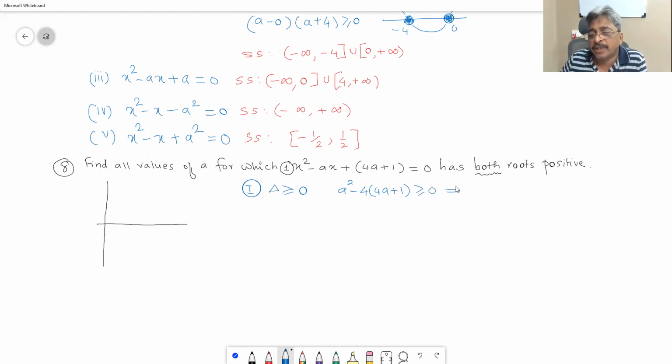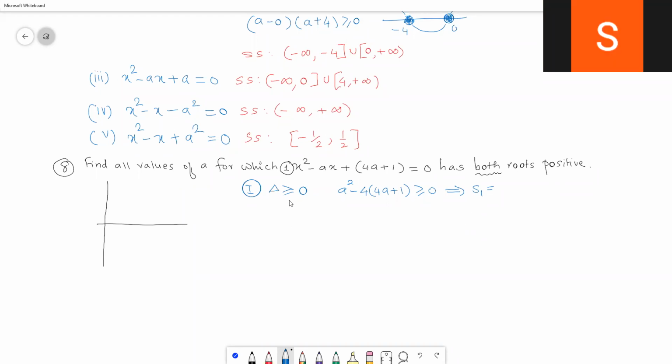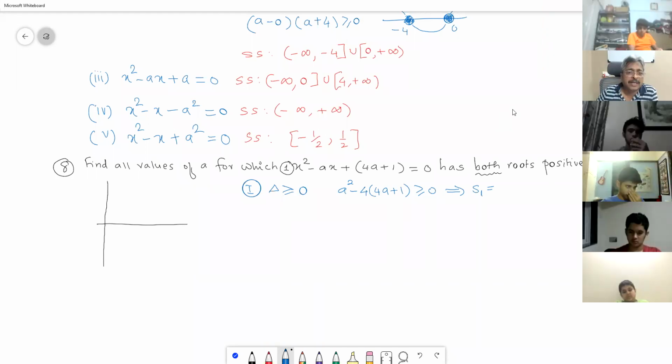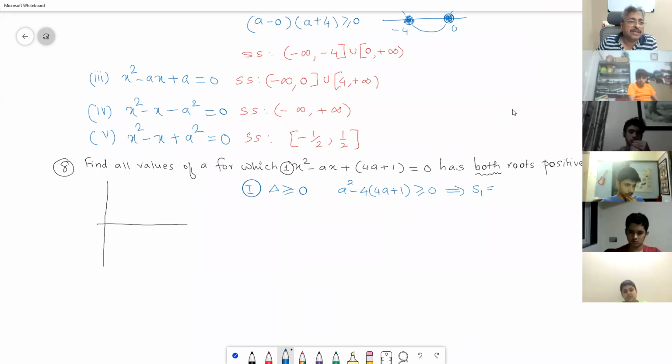This quadratic inequality will give you some solution set S1. If we solve this, we will get it. So that is one part of the story. But is it sufficient? This is necessary, but not sufficient.